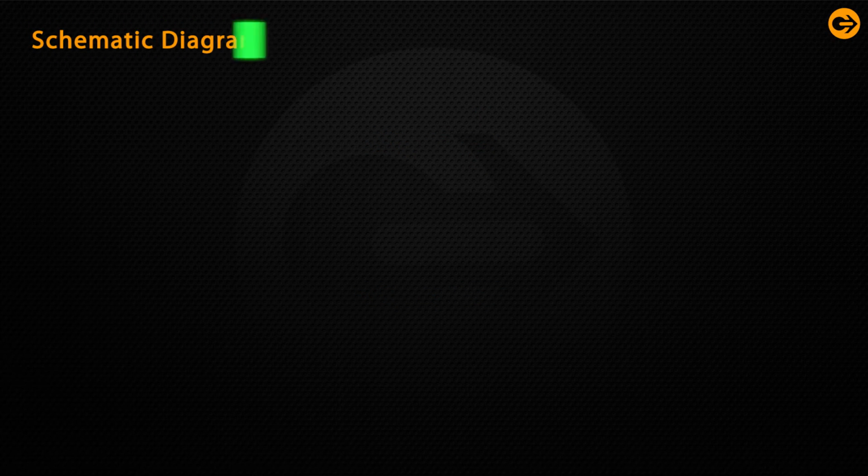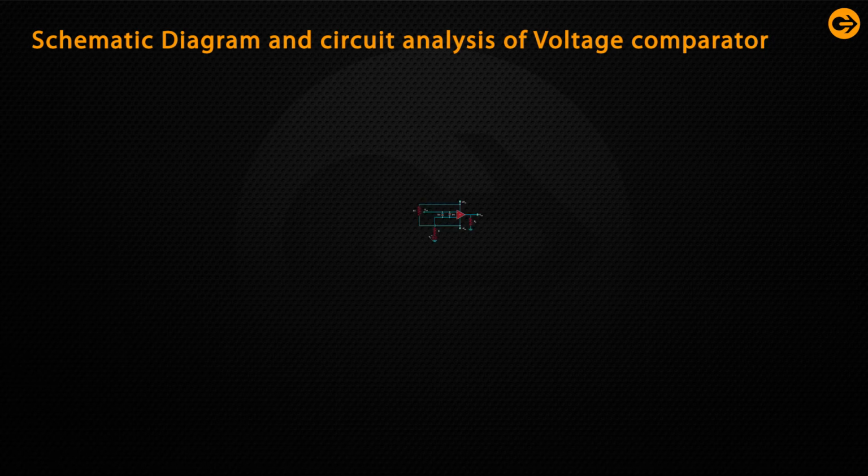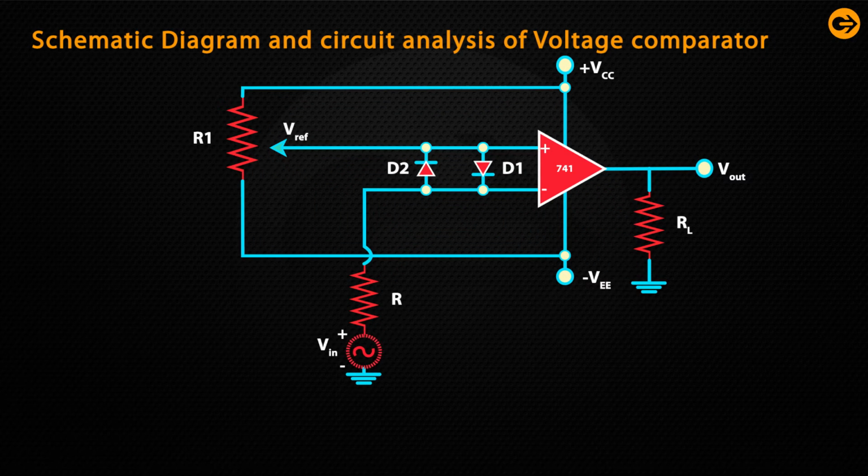Now let's come to the schematic diagram and circuit analysis of voltage comparator. The schematic diagram of voltage comparator using the 741 operational amplifier is displayed. A fixed reference voltage VREF of 1 volt is applied to the inverting input and the other time varying signal voltage Vin is applied to the non-inverting input. Due to this arrangement, the circuit is also known as non-inverting comparator.